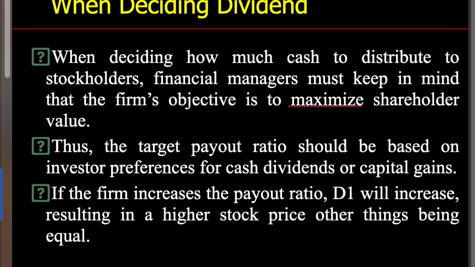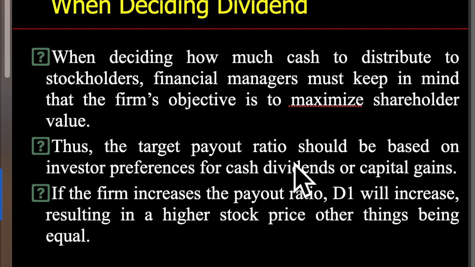So when deciding dividends, these are the things you need to consider. How much cash to distribute to stockholders, which is the shareholders. Financial managers must keep in mind that the firm's objective is to maximize shareholders' value. As a finance manager, as a finance analyst, you have to know that your main objective is to maximize shareholders' wealth. Remember in our first class that everything we learn in this class will be referred back to the first class. It is maximize shareholders' wealth. So this is also a part of the decision.